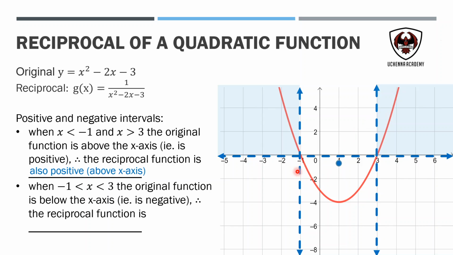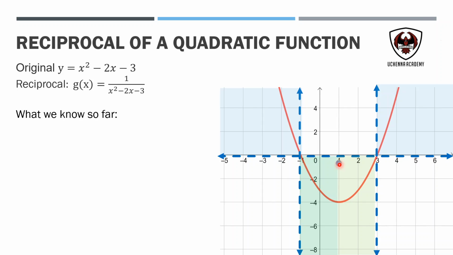And similarly, the original function in between -1 and 3 is below the x-axis, or negative. The reciprocal function will also be below the x-axis, or negative, and that makes sense because we already identified a coordinate for the reciprocal function to be 1, -1/4, and that is below the x-axis. So that's really good. All right, so now what can we do?